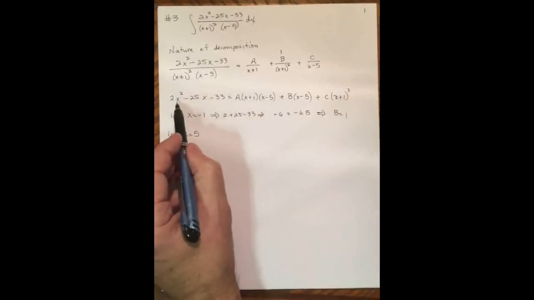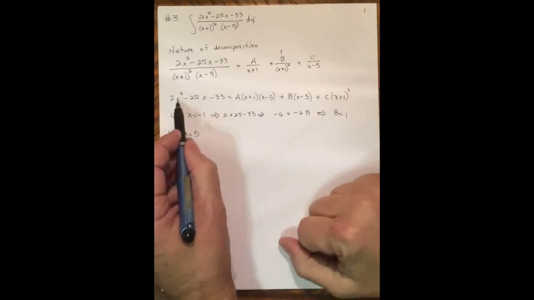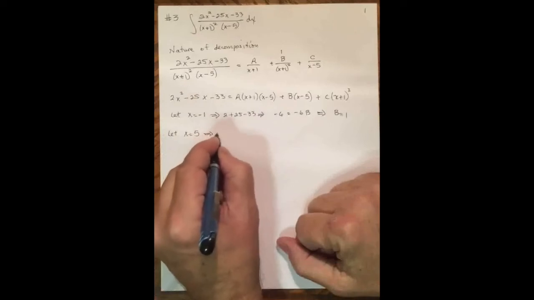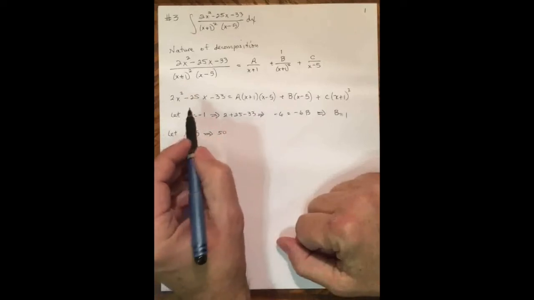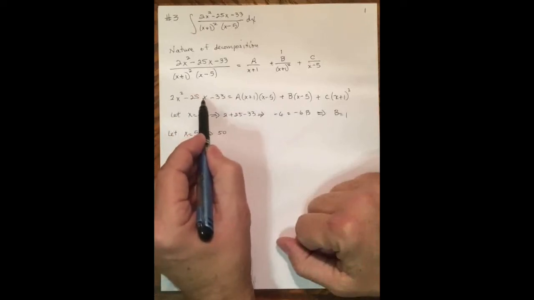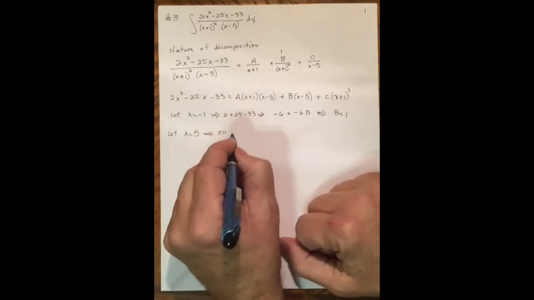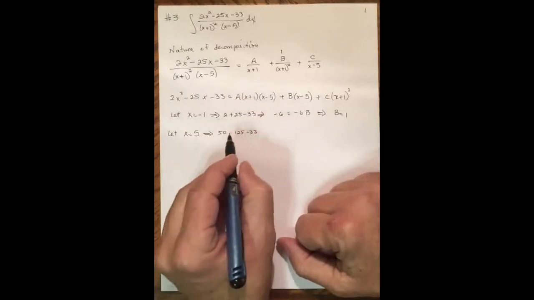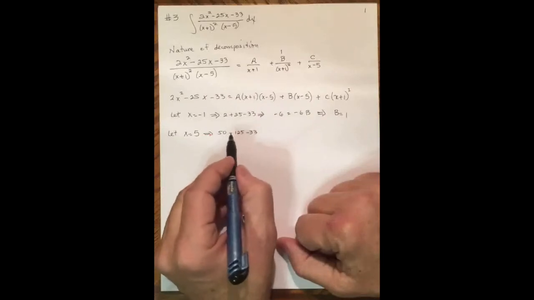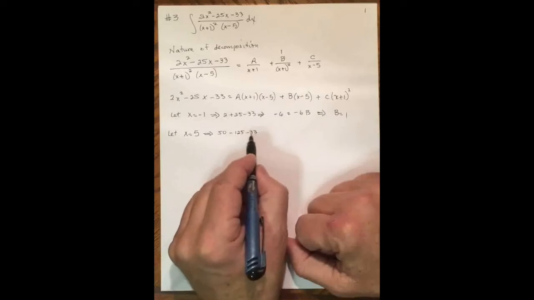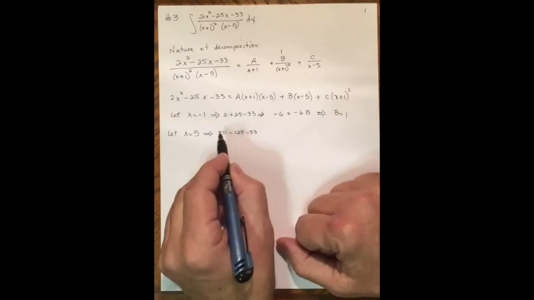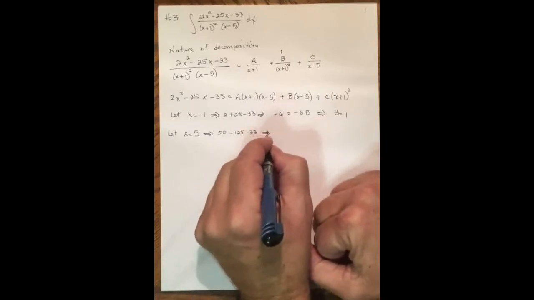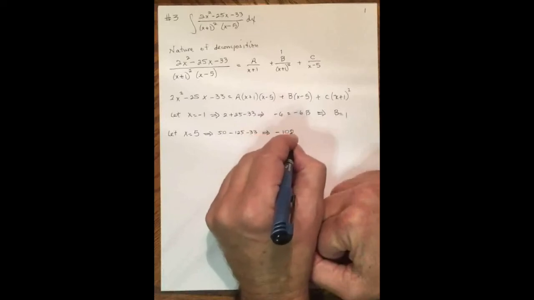Okay, it's going to be a little arithmetic over here. 5 squared is 25 times 2. So I get 50. Now, 5 times minus 25 is minus 125. And then we have minus 33. Well, boy, this is going to be minus 158. So minus 158 plus 50. So this is going to be minus 108, I hope.